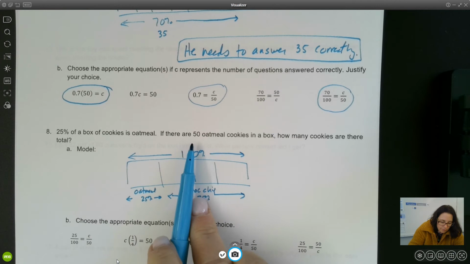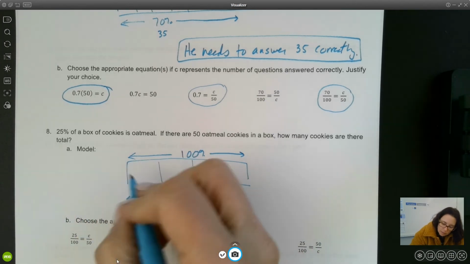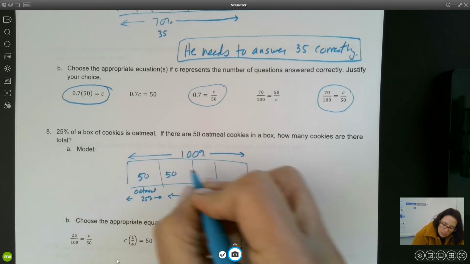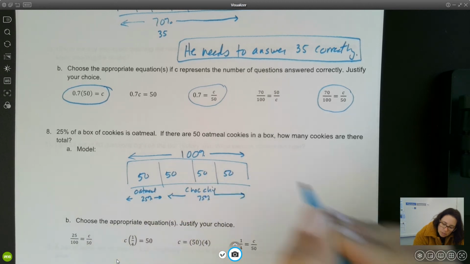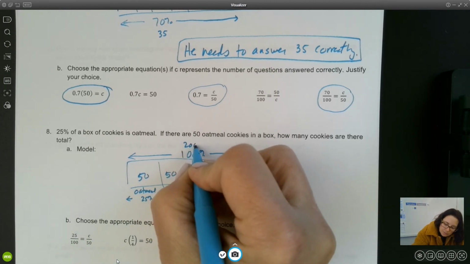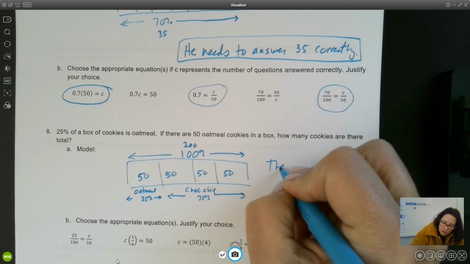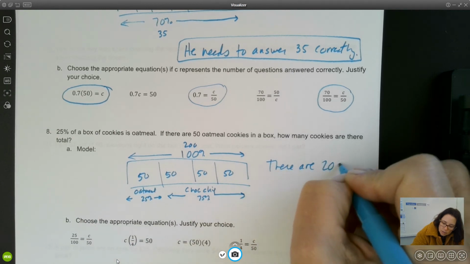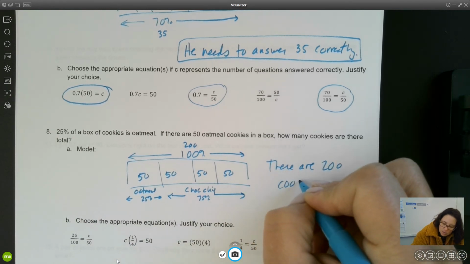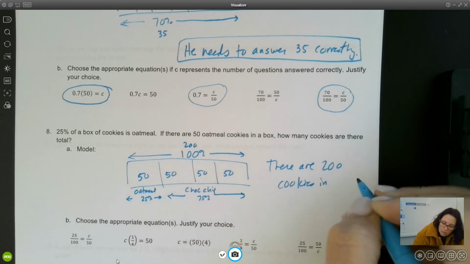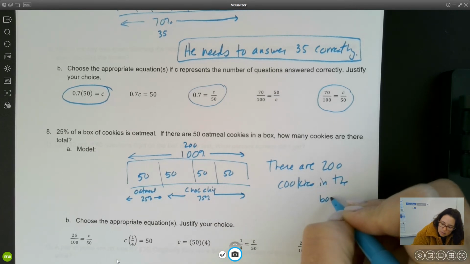Okay, so now 50 are oatmeal. Well, there's your magic number. How many total cookies? 200. There are 200 cookies in the box.